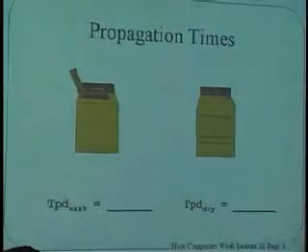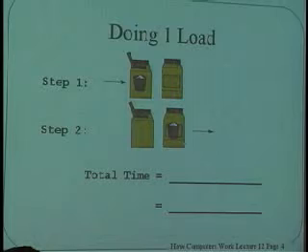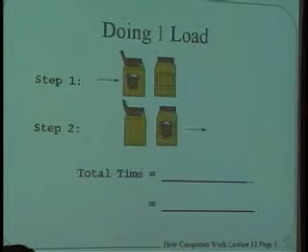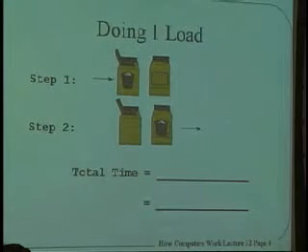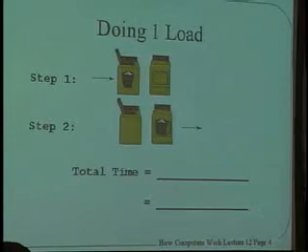And so obviously, if you do one load of laundry, how long does it take? The answer is, I hope, 60 minutes total.